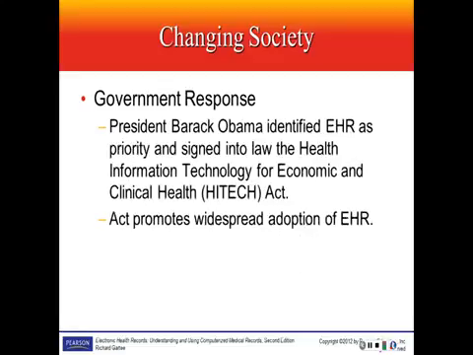President Barack Obama identified the EHR as a priority for his administration and signed into law the Health Information Technology for Economic and Clinical Health Act, that's HITECH. This act promotes the widespread adoption of the EHR and authorized Medicare incentive payments to doctors and hospitals using a certified EHR. This will eventually levy financial penalties for physicians and hospitals that do not. The HITECH Act is contained within the American Recovery and Reinvestment Act.